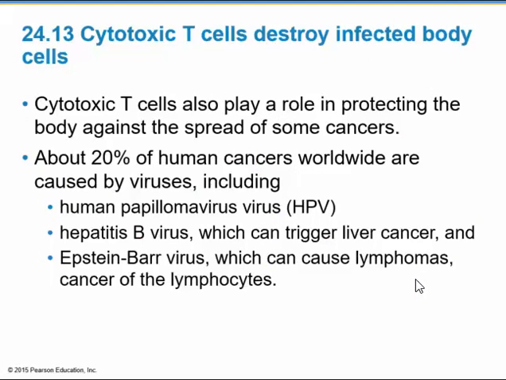Cytotoxic T cells play a part in protecting the body against cancer cells. About 20% of human cancers are caused by viruses. HPV causes cervical and anal cancers, hepatitis B, liver cancer, Epstein-Barr, which causes mononucleosis, can cause lymphomas and one type of leukemia.